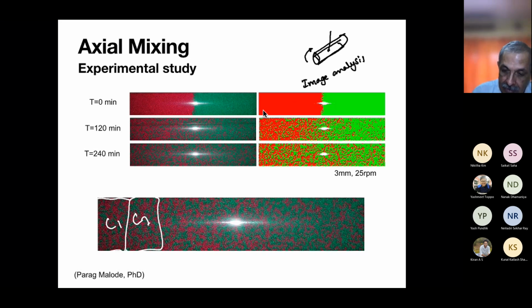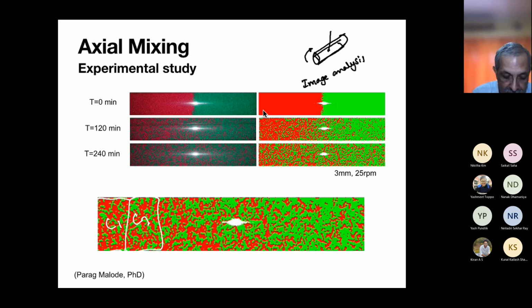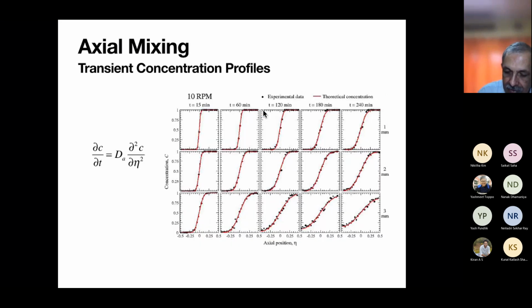Now you can see how it's been divided up into boxes, and then we calculate the concentrations. And this shows the measured concentration profiles. So here you have the concentration on this axis, and on this side it is the dimensionless distance. And these are different times, 15, 60, 120, 180, 240.